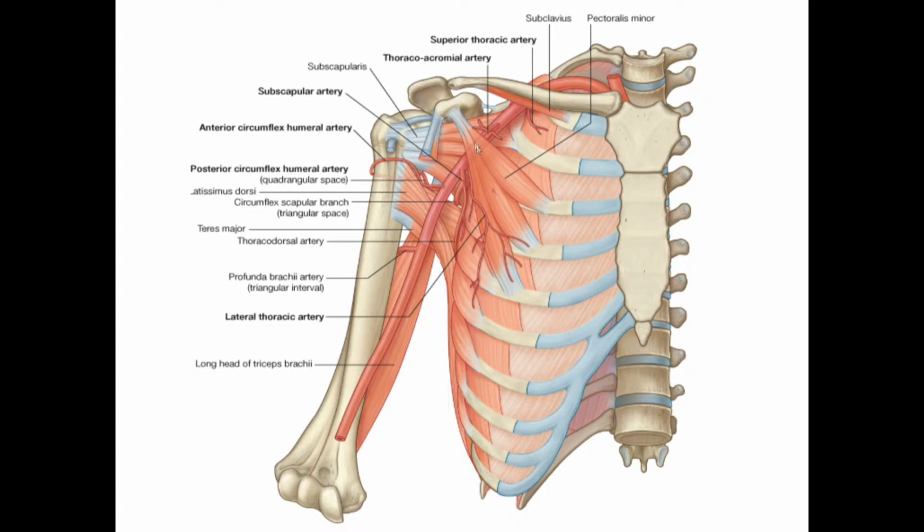Then beneath the pectoralis minor is the second part, and we have its branch, the thoracoacromial artery, right? And that's the third part. We have the subscapular arteries and the anterior and posterior circumflex humeral arteries. Okay. Do you have any questions regarding that?